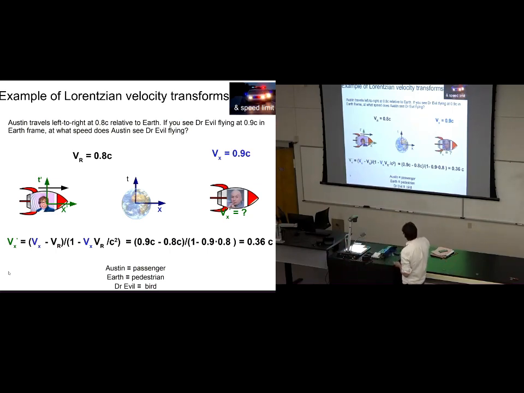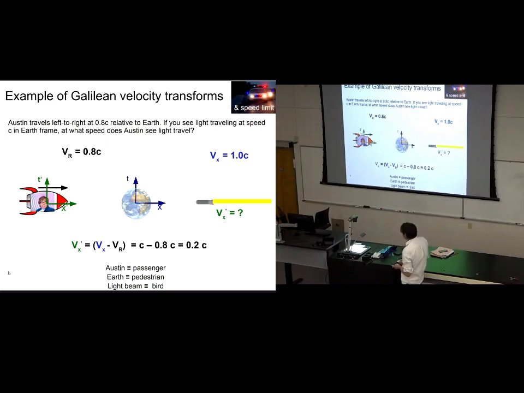I want to show you one more example where I'm going to calculate the same thing in two different reference frames. Again, it's really the same problem as a pedestrian and passenger, as Austin Powers and Dr. Evil. I'm just making a change of the names of who the things are. Now I've got the Earth reference frame, I've got Austin's reference frame, but now he's watching the light from a flashlight. And we want to see how this transforms. This is really déjà vu.